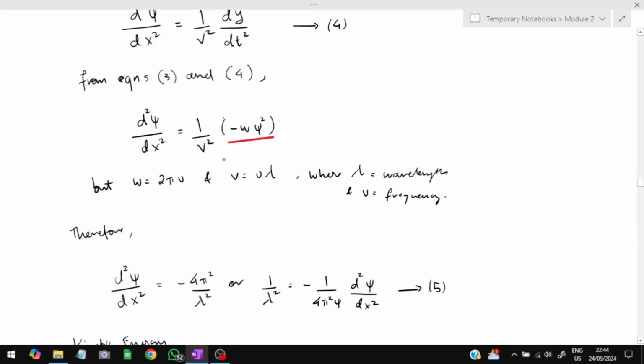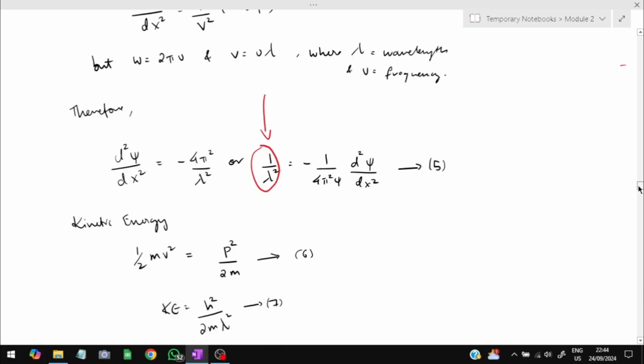Okay, and two values we know: w is equal to 2 pi into nu, and v is equal to nu into lambda. When we substitute both of these values in the given equation here, we obtain 1 by lambda square is equal to minus 1 by 4 pi square w d square w by dx square. Okay, this is the equation we obtained for 1 by lambda square. Now we are trying to substitute 1 by lambda in some other place. So which is that place?